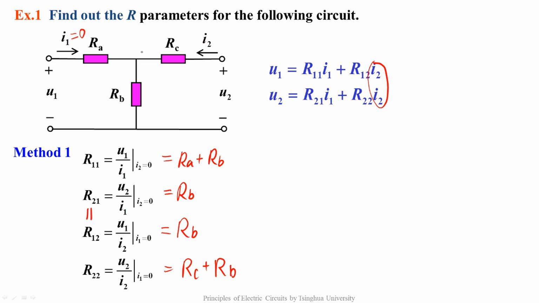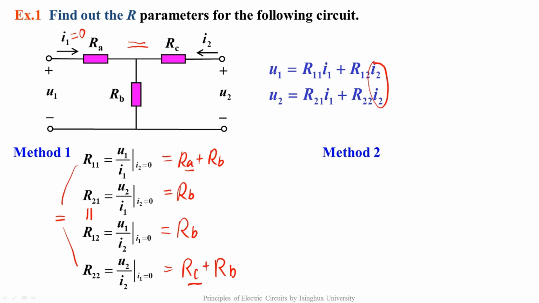For this network, further, if RA equals RC, obviously it will be a symmetrical two-port. So R11 should be equal to R22. If RA equals RC, it's obvious that R11 equals R22. Well, this is the first method.